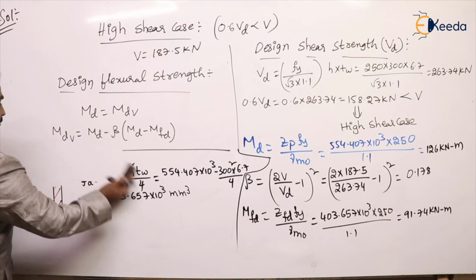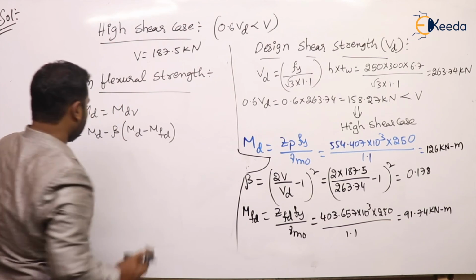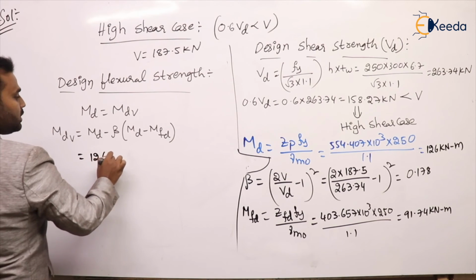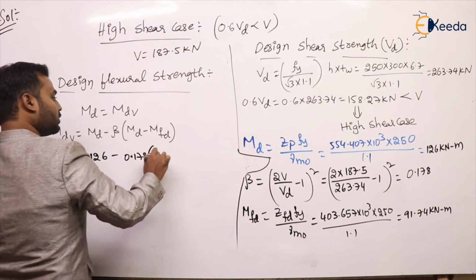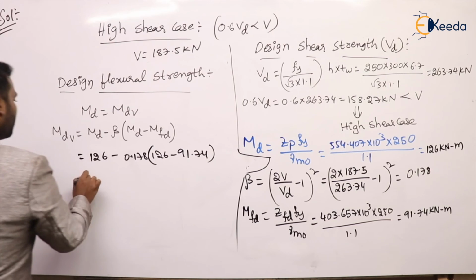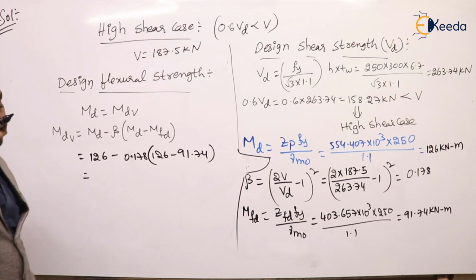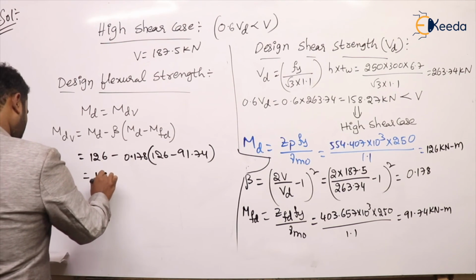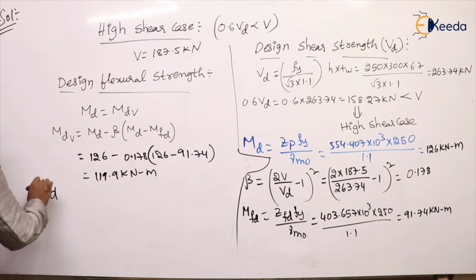So let me rub this. Now what is MD? MD is how much? There it is. 126 minus beta is how much? 0.178. Again MD is 126 minus MFD is how much? 91.74. Upon simplifying, we will get the design flexural strength of that beam, that is ISLB 300 in I shear case. So upon simplifying, we will get this MDV as 119.9 kilonewton meter. Again, this MDV has to be checked.